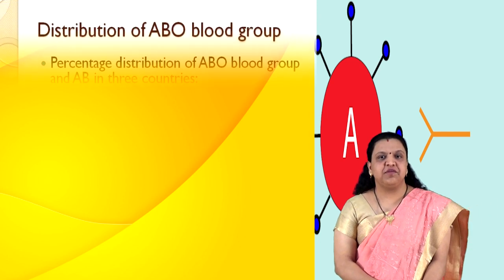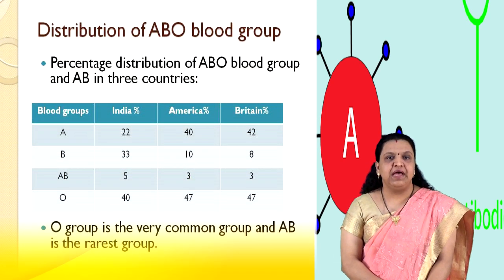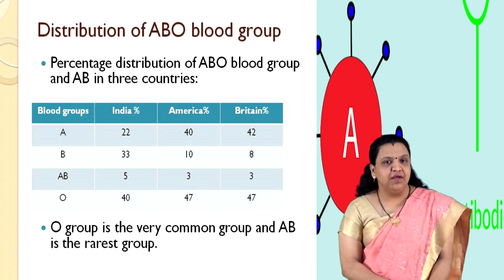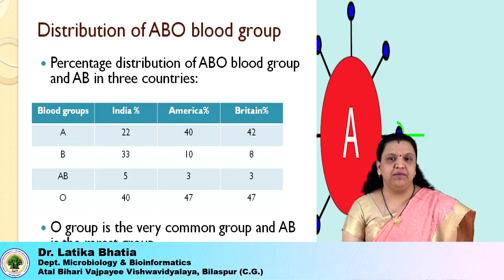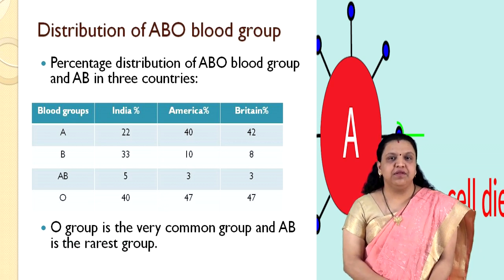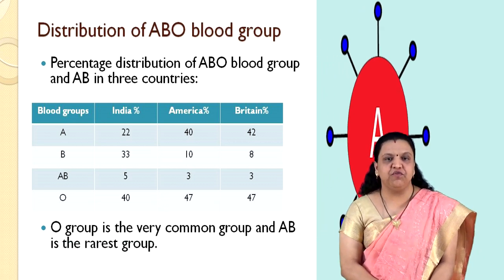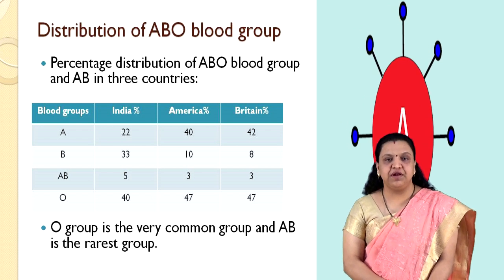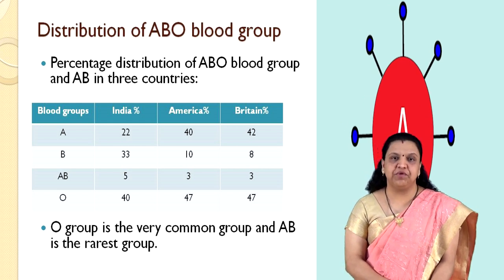Here we can find the distribution of ABO blood groups, and we can see that the O blood group is very common and the AB blood group is the rarest group. In this table you can compare the differences in percentages of various blood group persons in different countries like India, America as well as Britain.